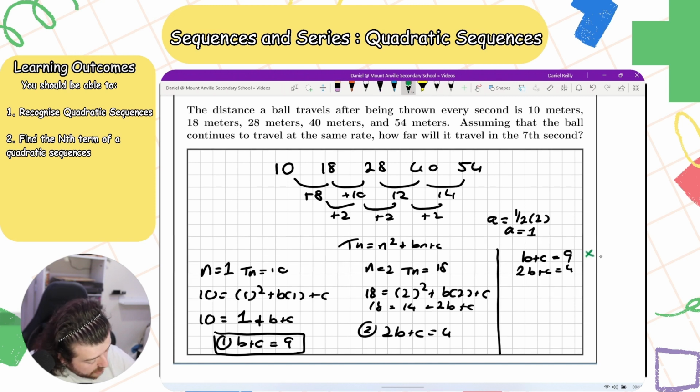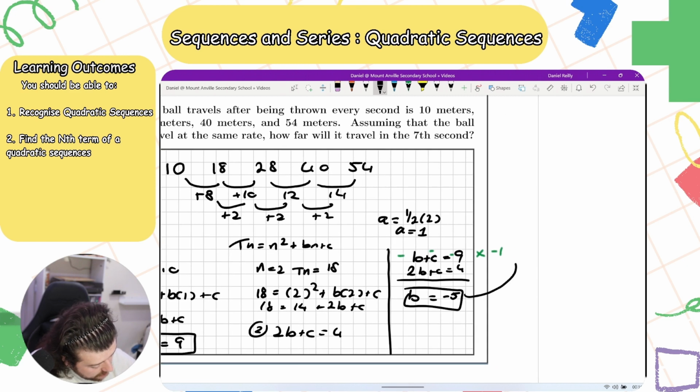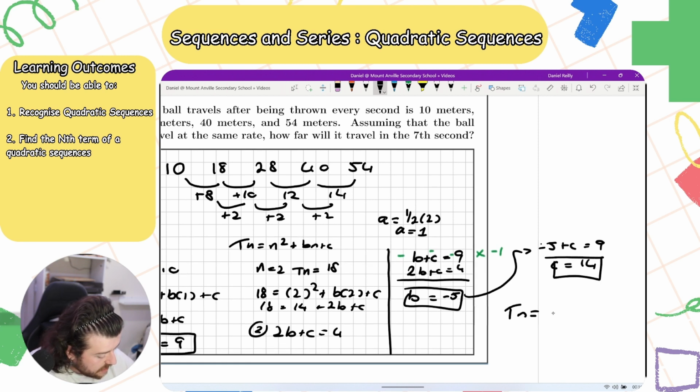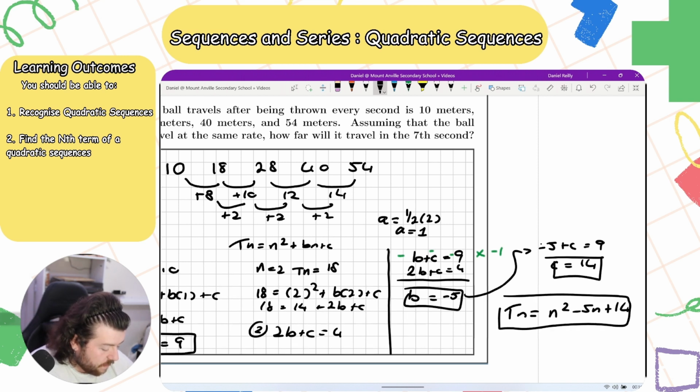Multiply the top by minus 1, minus b, minus c, minus 9. B equals 5. And sub it in. 5 plus c is equal to 9. C is going to be equal to 4. So Tn is equal to n squared plus 5n plus 4. Right.